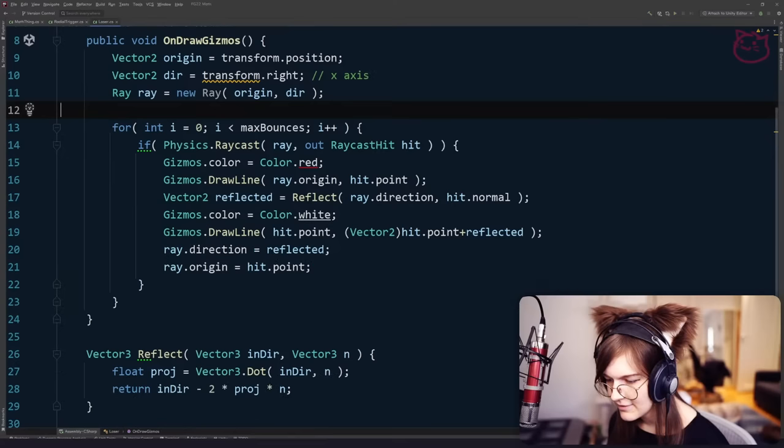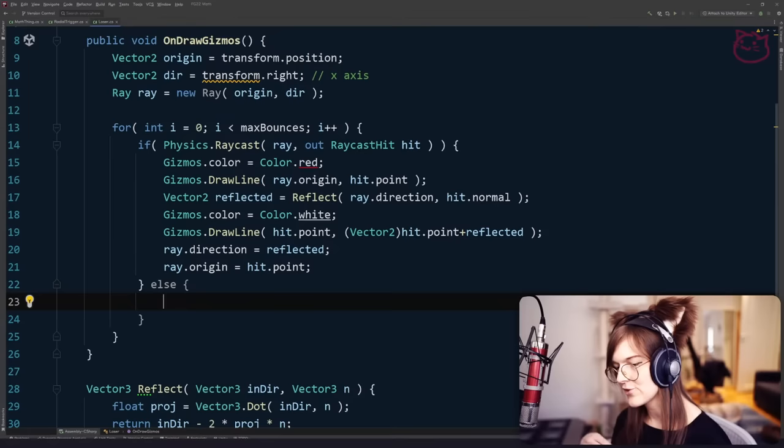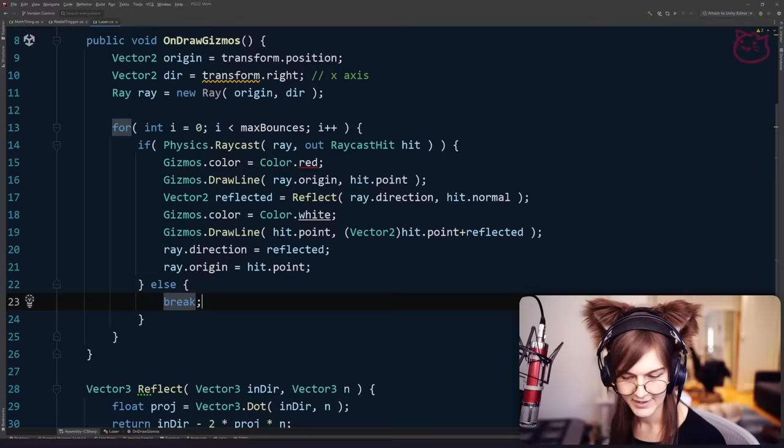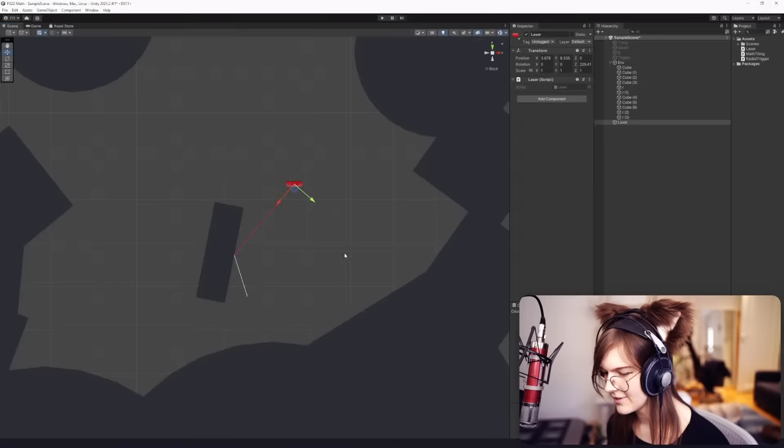So now we're iterating there. If the ray misses, which means we're shooting off into infinity, then we break the for loop because even if we try again, it's going to miss. So, great. So, let's see if that works. Who knows? Maybe I got this wrong.